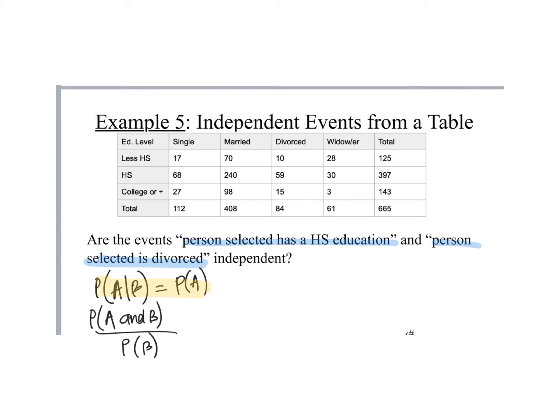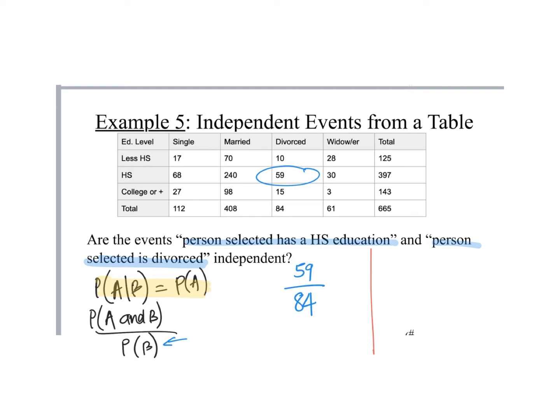You know what, I don't have room down there, so I'm going to do it over here. I'm going to just make a line, and I'm going to do it on those two sides. So let's start off with the given that problem. So probability, person selected has a high school education, and the person is divorced. So where are all the people that have high school education and also divorced? So that's right here, 59. And we're taking that out of the people who are divorced. And those are 84 people.